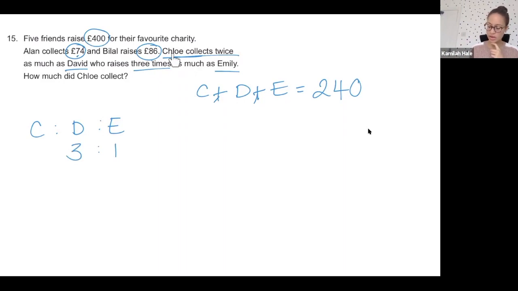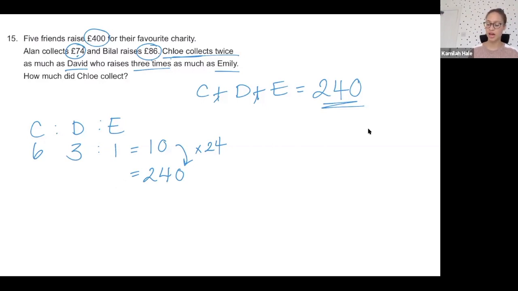And then Chloe collects twice as much as David, so we do 3 times 2 and we get 6. And then we know their amounts add up to 240. So right now this row adds up to 10, but I want it to add up to 240 pounds. So how do I get from 10 to 240? I times by 24, and that means I times everything in each column by 24. So there's 6 times 24, 3 times 24, and 1 times 24.